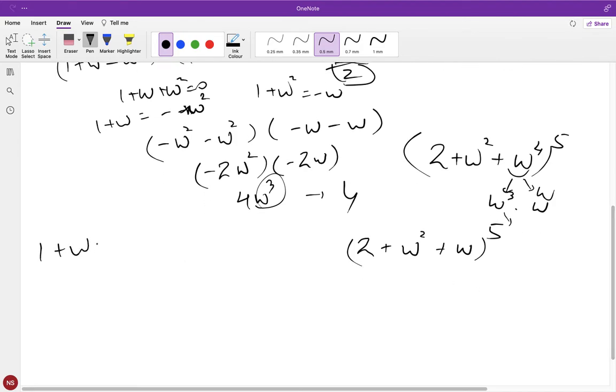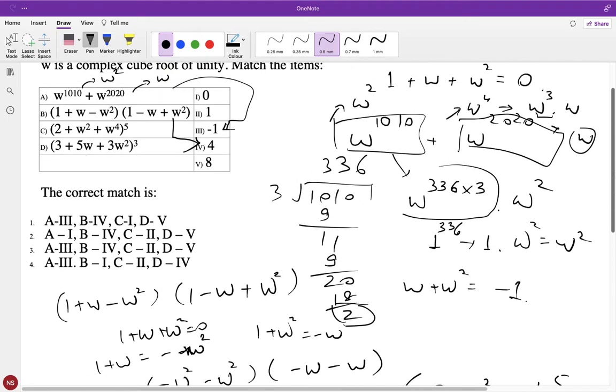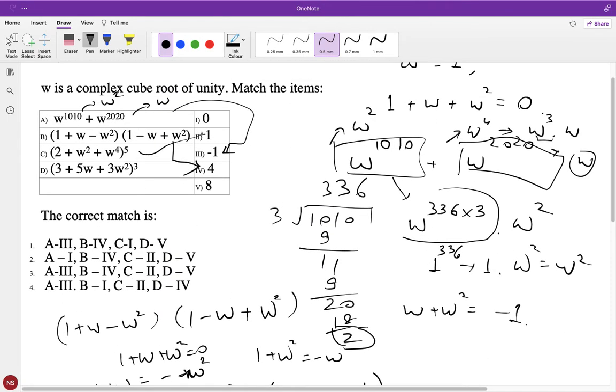We know that 1 plus omega square is 0. Right? So if I add 1 on both sides, so I will get 2 plus omega square is what? 0 plus 1, which is equal to 1. So this is 1 raised to the power 5, which is 1. So this is 1. Last, 3 plus 5 omega plus 3 omega square.